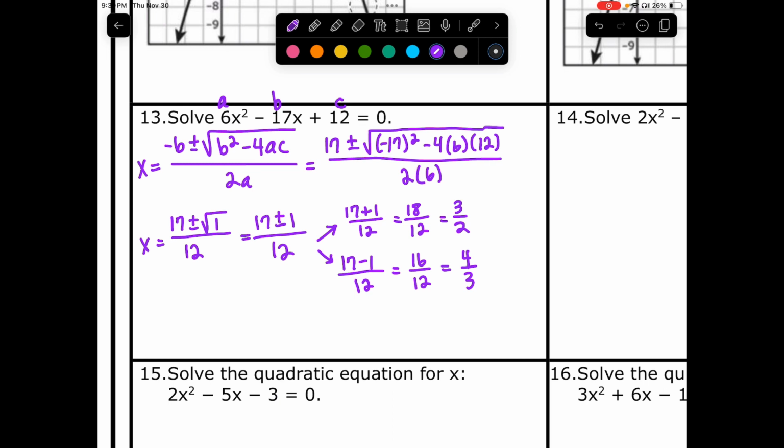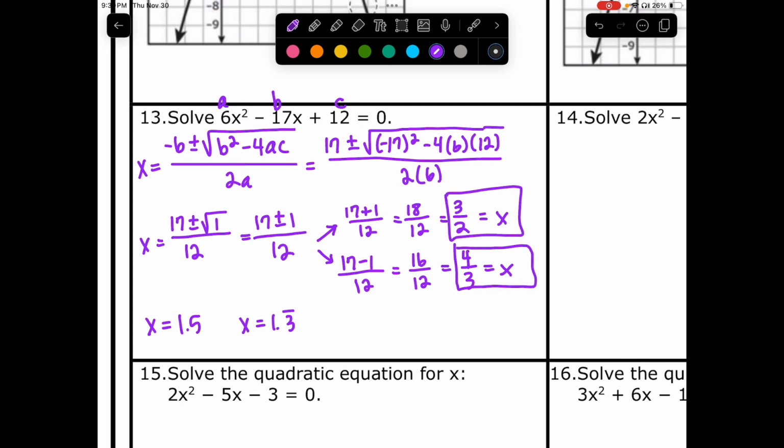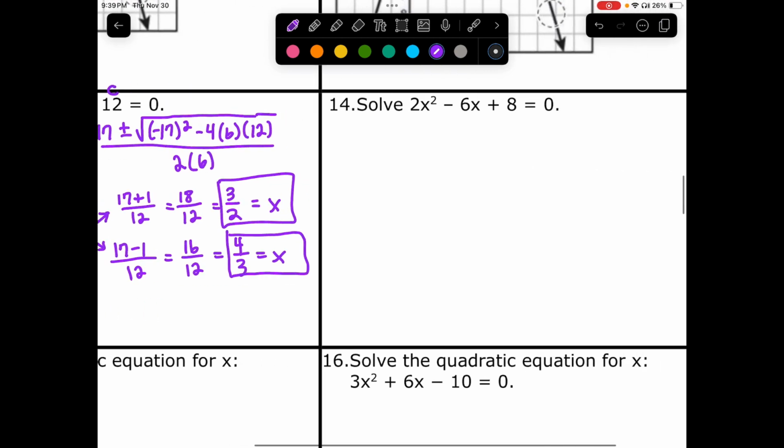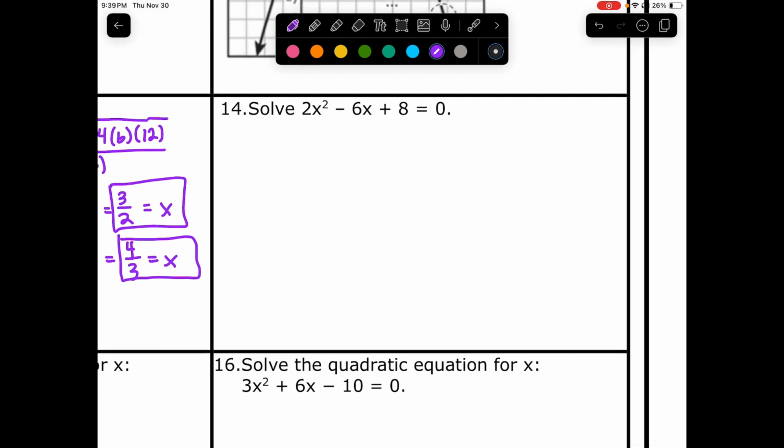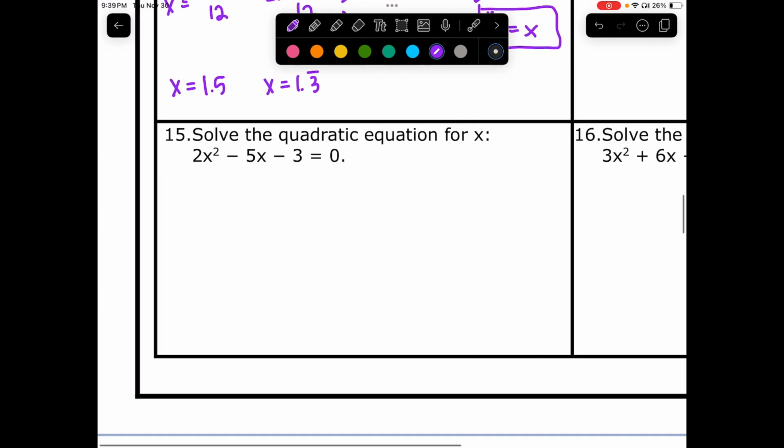All right, so if you are using the decimal form, then you should get x equals 1.5 and x equals 1.3 repeating. And then if you're using the fraction form, then there you go. Go ahead and try number 14. Solve the quadratic equation for x.